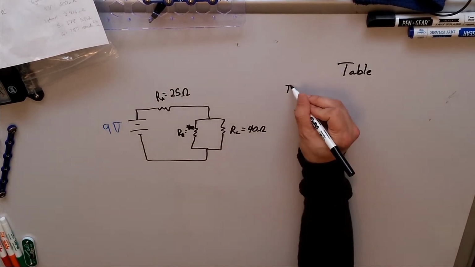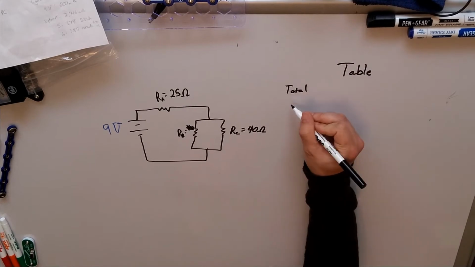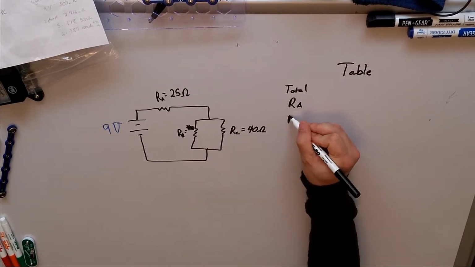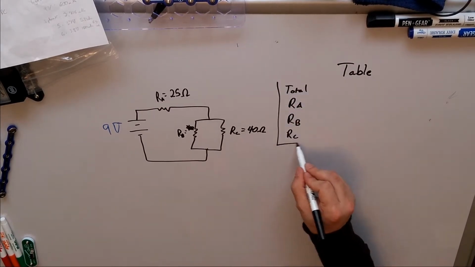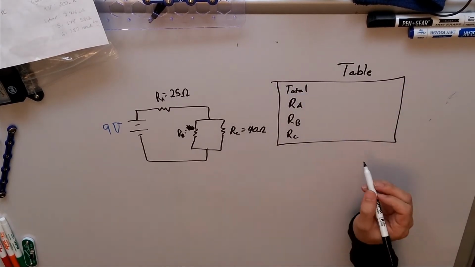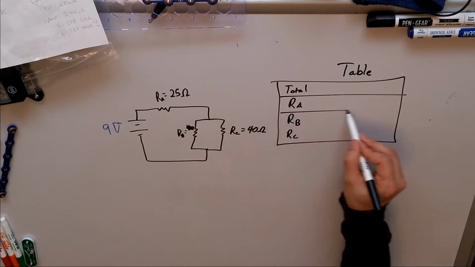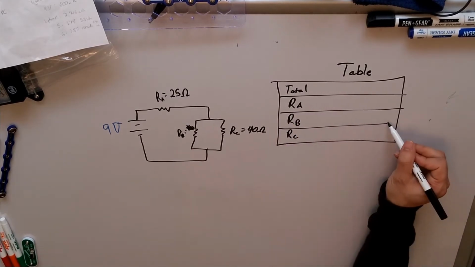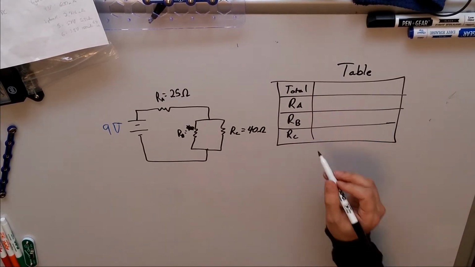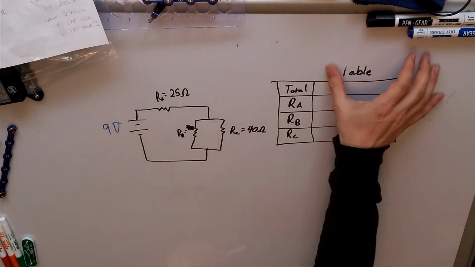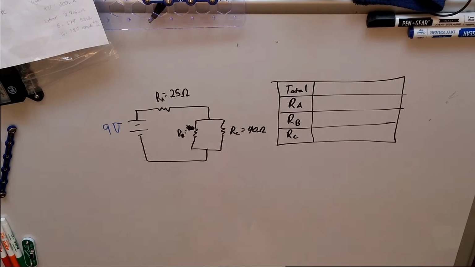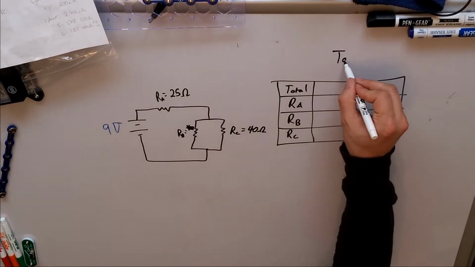So here's what we're going to do. We're going to put down information for the total circuit. We're going to have resistor A, resistor B, and resistor C. Okay, so I'm going to make a table that looks like this. Now that I've got my table, I like to put total at the top. Some of my older videos had total at the bottom, but we kept running into problems with people just adding stuff up, which is not what you want to do.